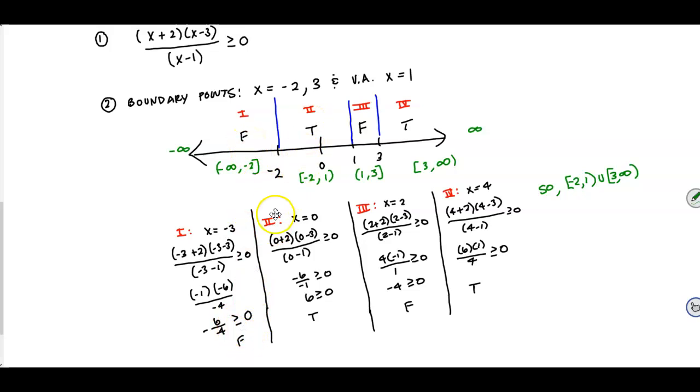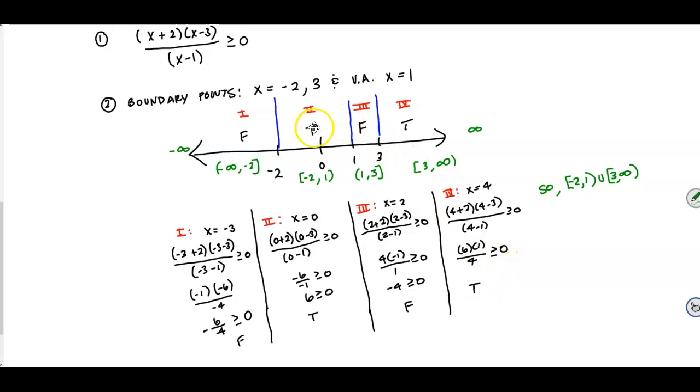In region 2, we can pick the 0 value since that's the easiest. When we plug in 0, we get a positive number, 6, which is greater than or equal to 0. So it's true in region 2. For region 3, we can plug in the number between 1 and 3, which is 2. What we end up getting is a negative value, which is not greater than or equal to 0, so it's false for region 3. For region 4, we can pick the value 4 and plug it in. We get a positive result, which is greater than or equal to 0, which is true.